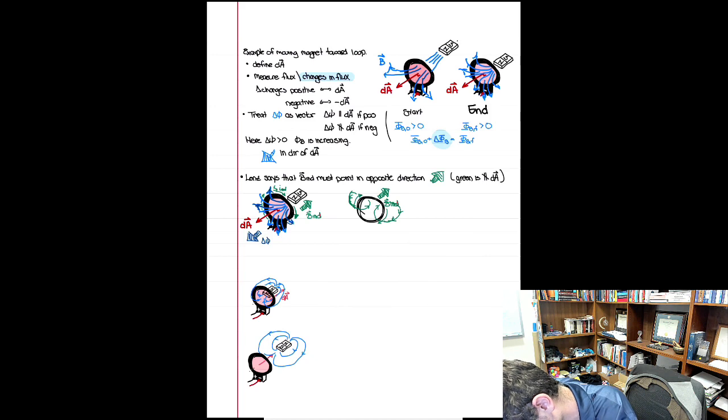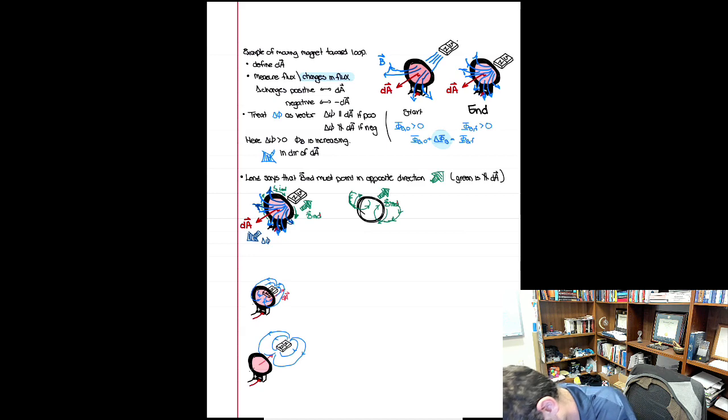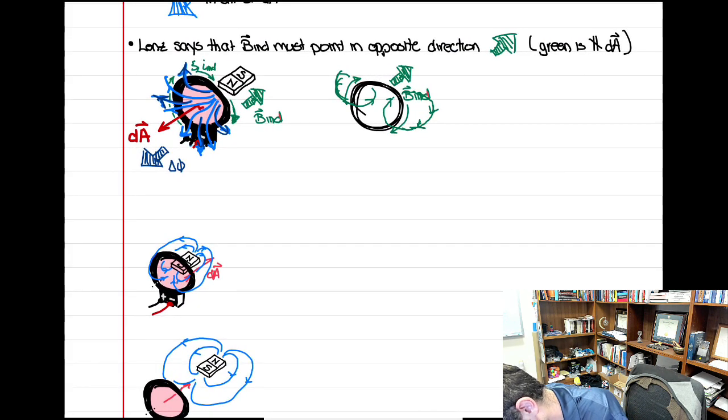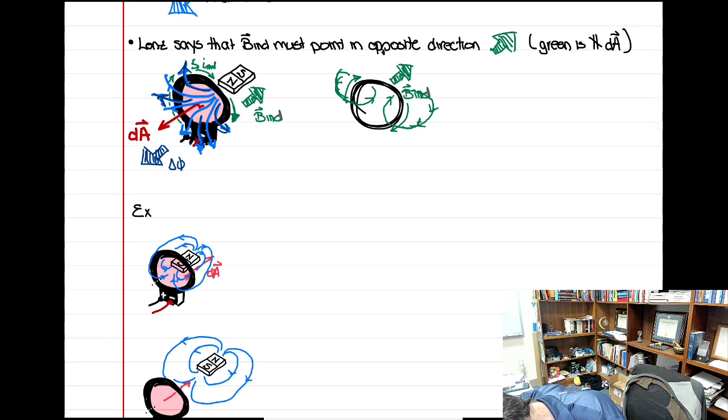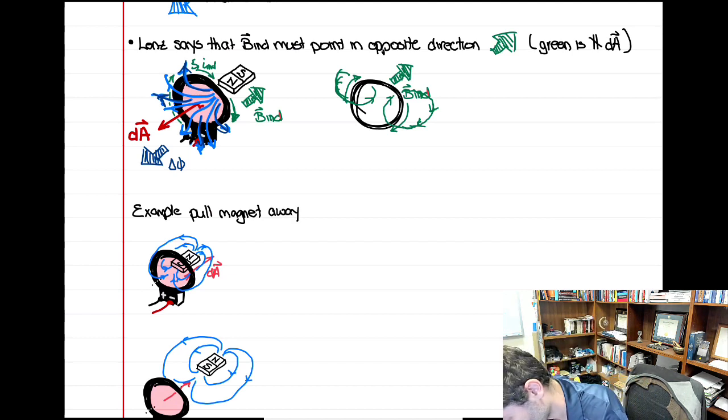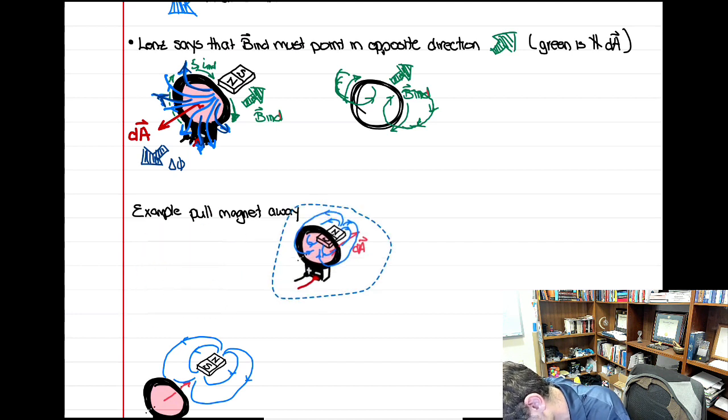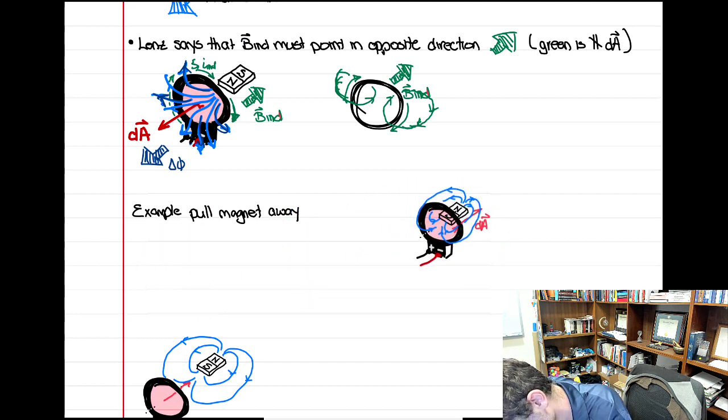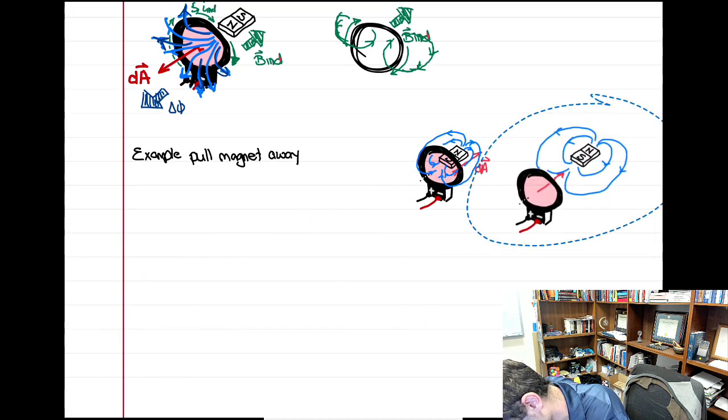Move everything that we don't need for that problem there. And here we go with the next example. So, example where you pull the magnet away. And so the setup is going to be something like, here's the start, and then here is the finish.